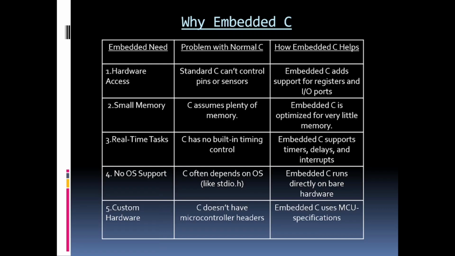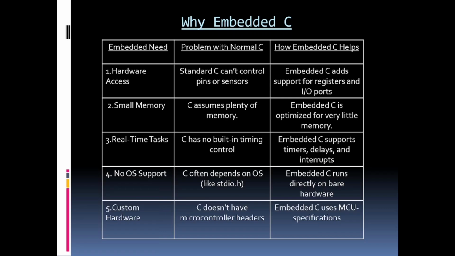Second one is small memory. C programming assumes plenty of memory is available and does not optimize for small sizes. But embedded C is optimized for very little memory, so programs can run smoothly in tiny microcontrollers. Real time tasks. C has no built in timing control, so we can't accurately manage time sensitive operations. But embedded C supports timers, delays, and interrupts, enabling real time performance.